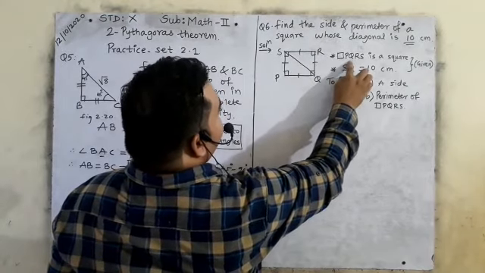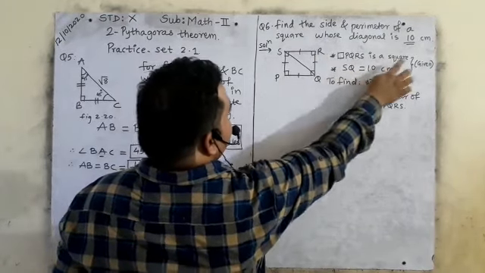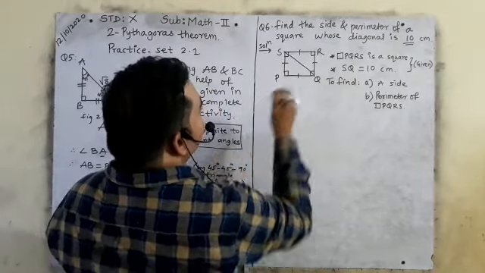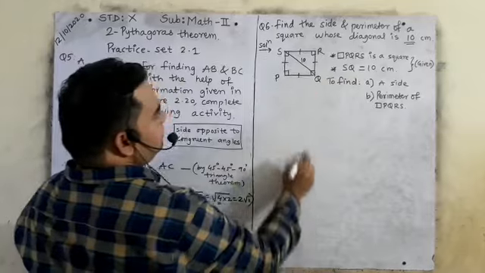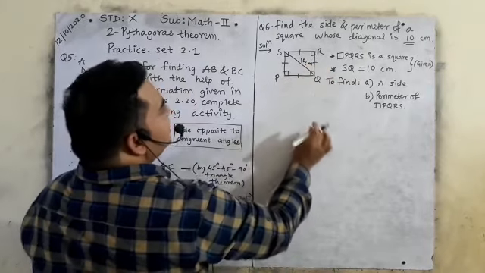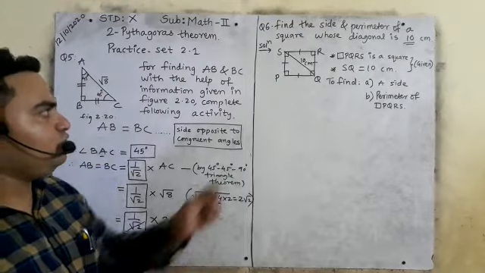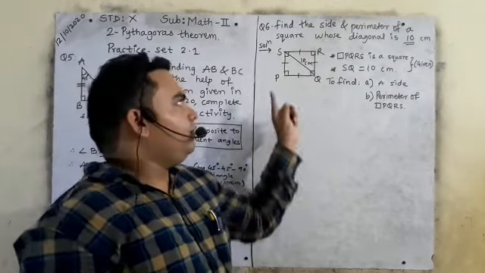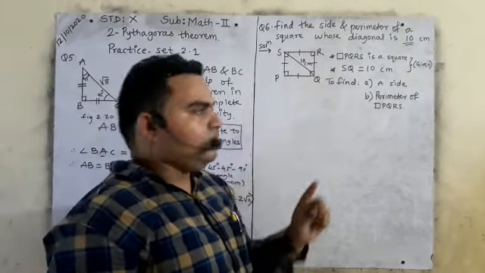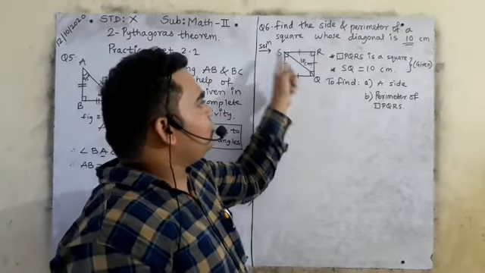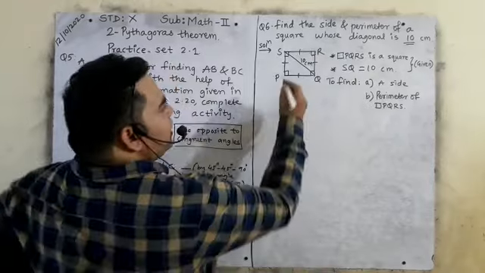See, quadrilateral PQRS is a square and SQ is a diagonal which is 10 centimeters. So these two things are given in the question. We have to give the names by our own choice. PQRS is a square. All four sides are congruent because it is a square, and one diagonal is of 10 centimeters.